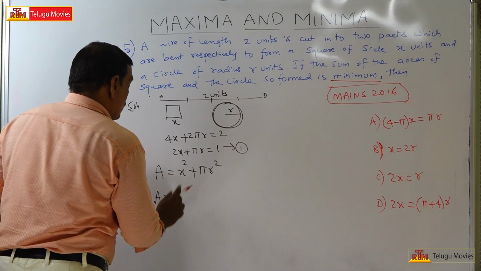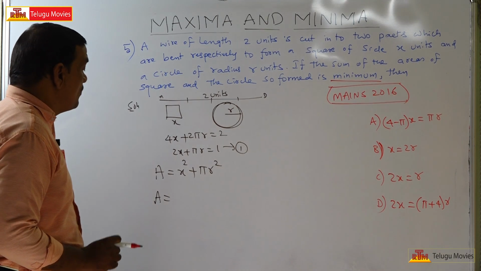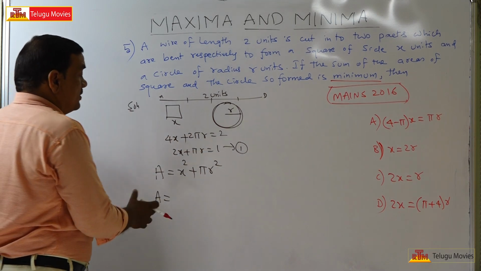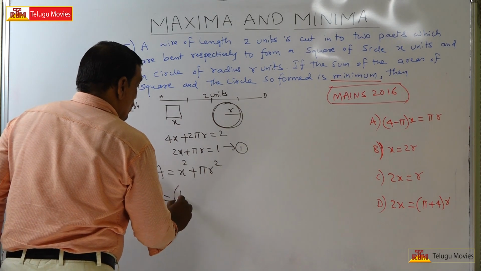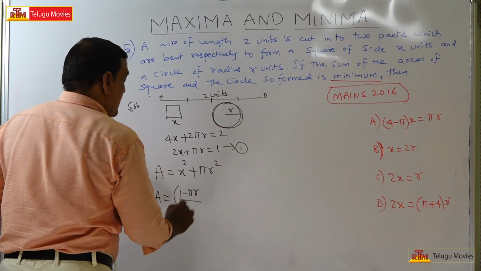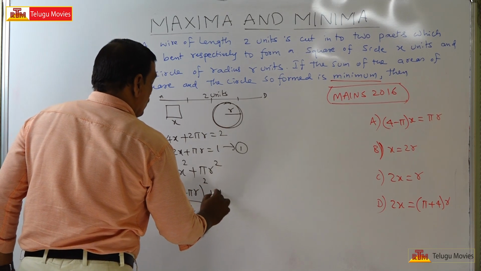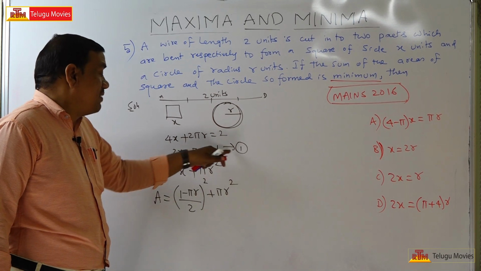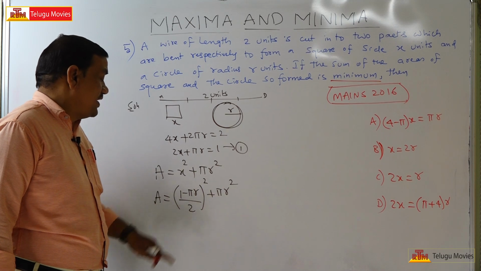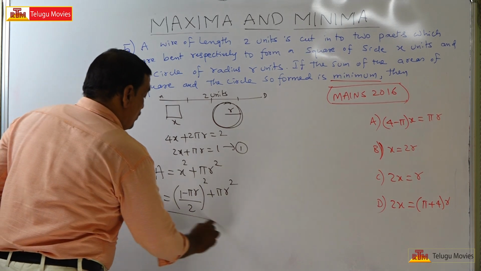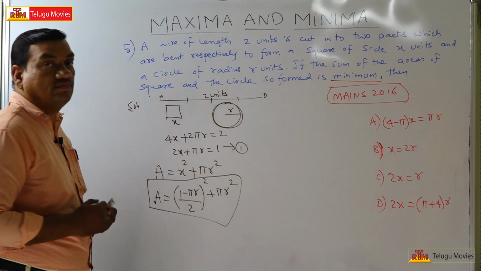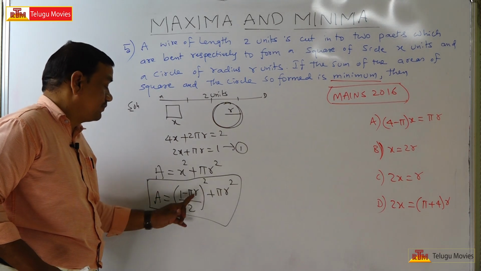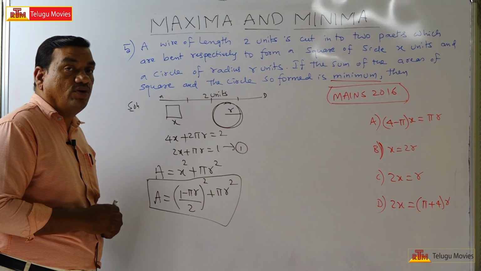So A is equal to, what is our x? In place of x, I will write 1 minus pi r by 2, whole square, plus pi r square. Understand this? So here I solved for x: x is equal to 1 minus pi r by 2. Now this is your function to be simplified, your function which is to be minimized. So completely it is in a single variable, that is r.